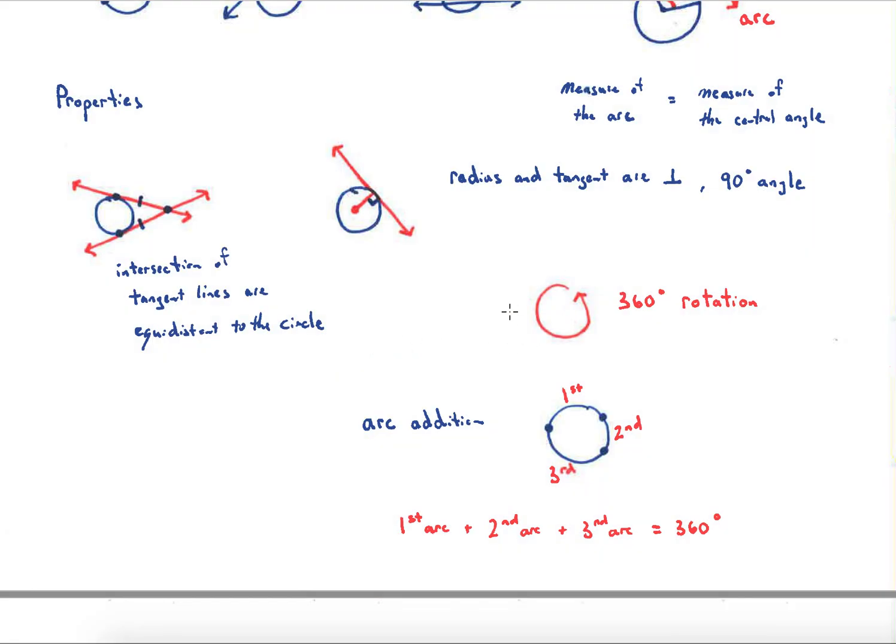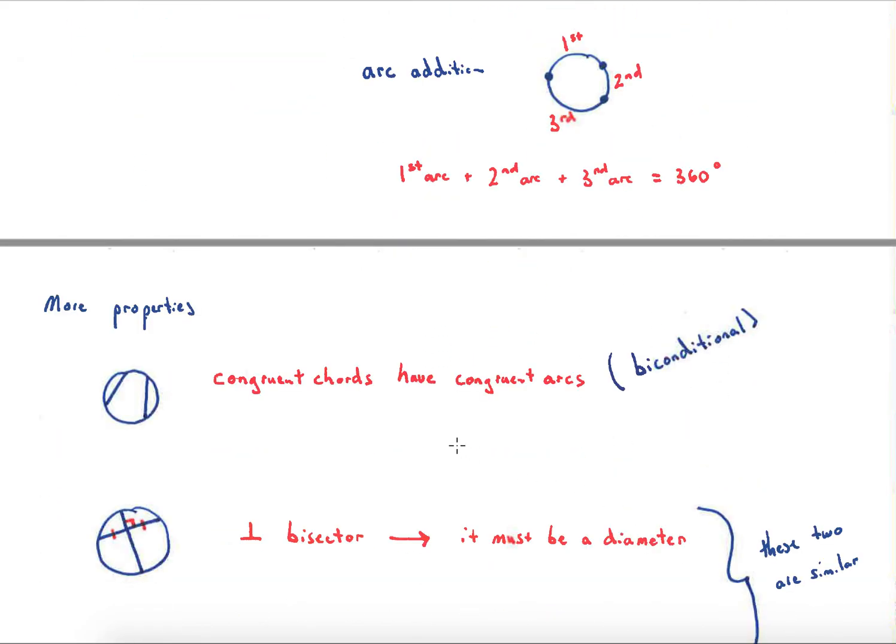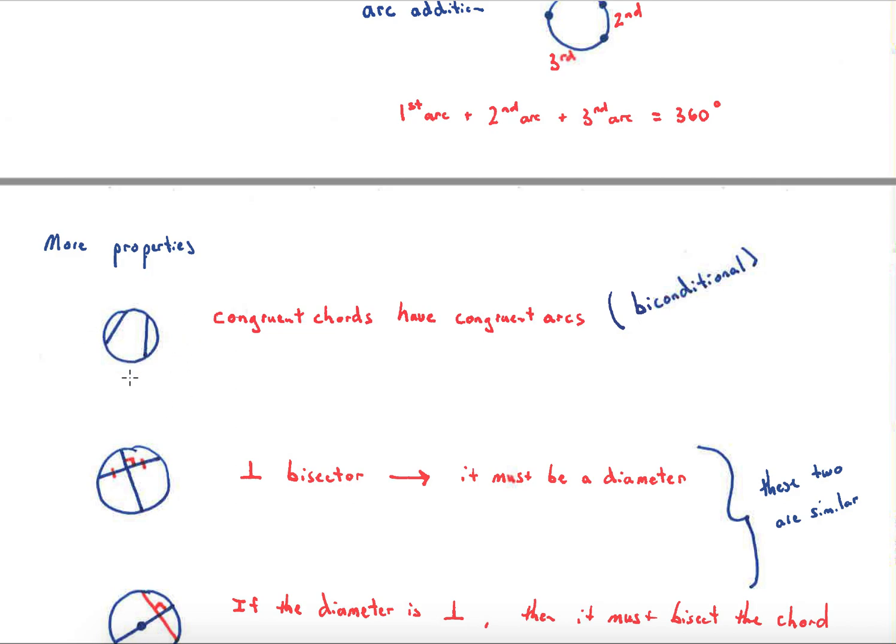We know that going around the whole circle, we have 360 degrees. We have an arc addition postulate, which says that if we take that arc plus that arc plus that arc, we get all the way around, which means the three arcs together make 360, or however many arcs there are. Other random properties, which are really the next video: if you have two congruent chords, they have to have congruent arcs, and that's a biconditional, which means that if you have congruent arcs, the chords must be the same length, meaning congruent. Remember, you have congruent chords if and only if you have congruent arcs.